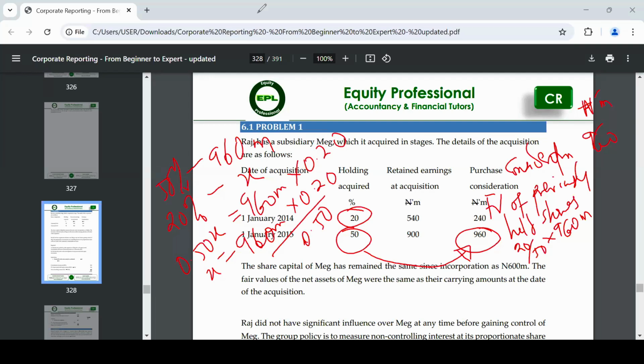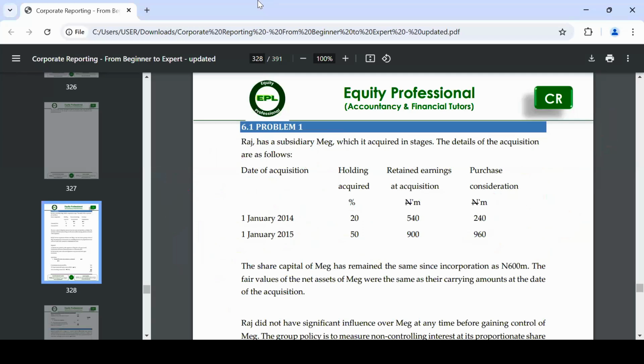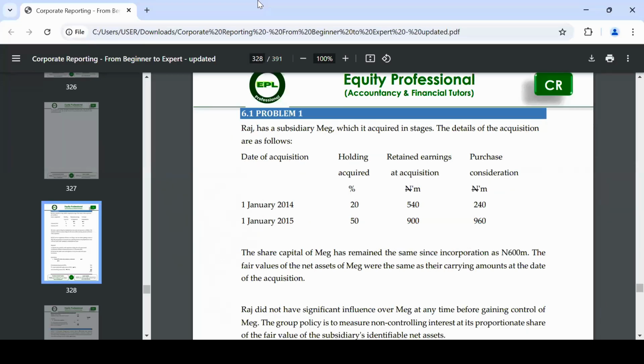Therefore, X equals 960 million times 0.20 divided by 0.50. Now, if you calculate, I think you get 384 million. Is that correct? Yes, sir. Correct. So we get 384 million.